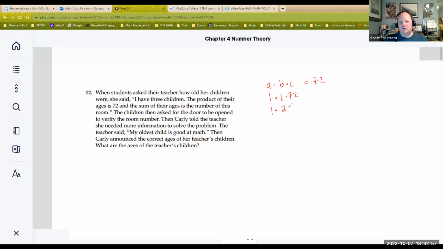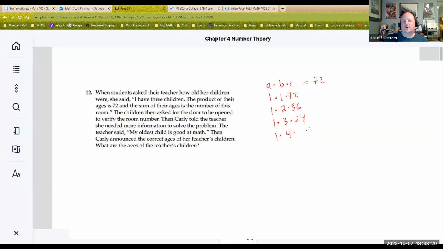1 times 2 times 36, again, maybe, right? 1 times 3 times 24, again, I guess it's possible. I mean, if you go ask your parents if they would have wanted to have a child and then 21 years later have a couple more, maybe that's not at the top of their list. Let's see here. 1 times 4.